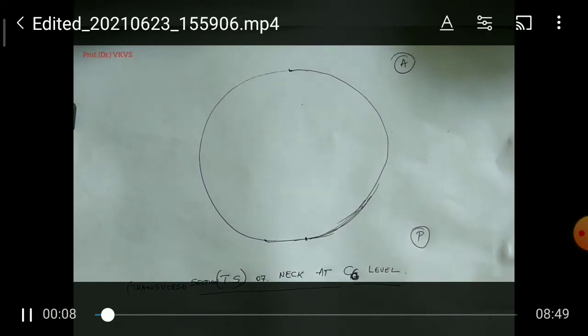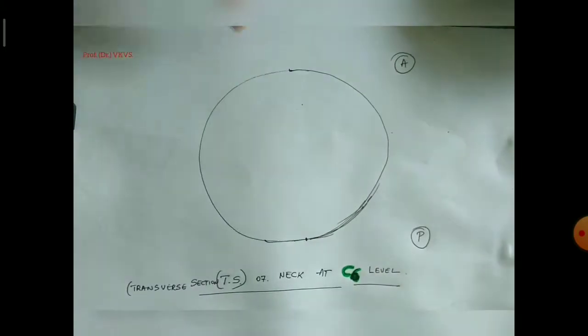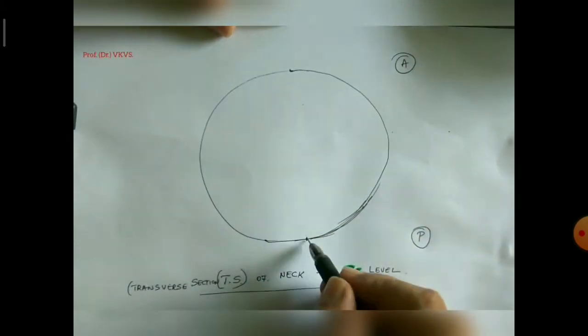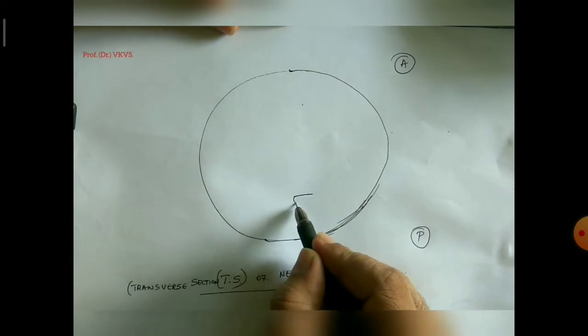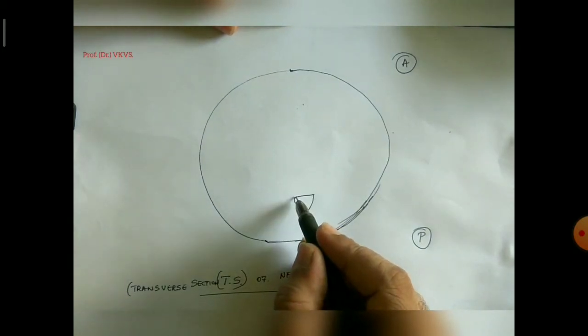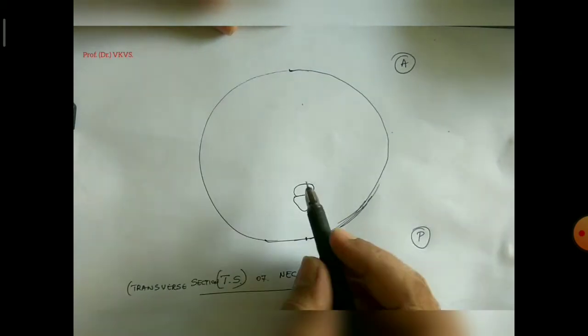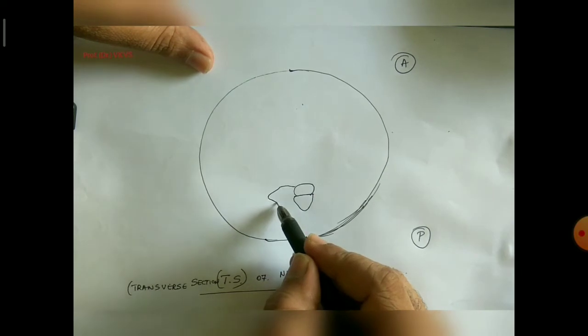Section through the neck at the level of the 6th cervical vertebra to show the disposition of different layers of deep cervical fascia. Initially, we need to draw a circle. Then you need to write the cervical vertebra, the body of the cervical vertebra, just behind that.